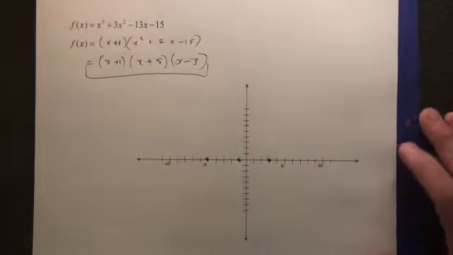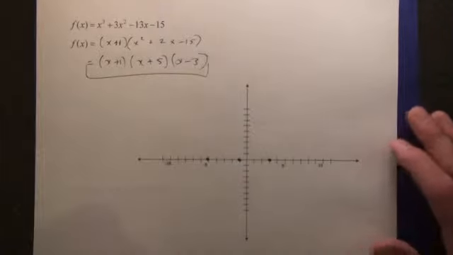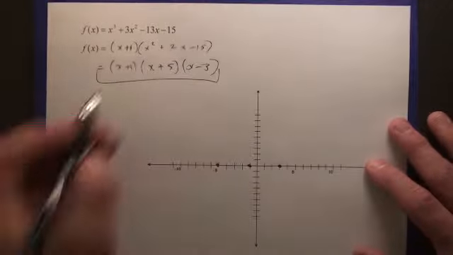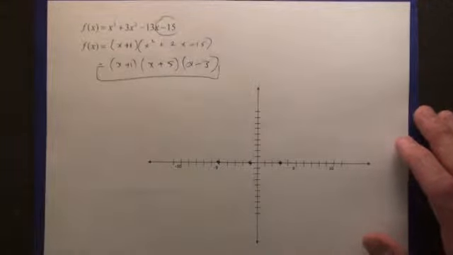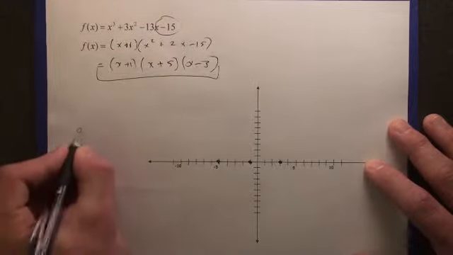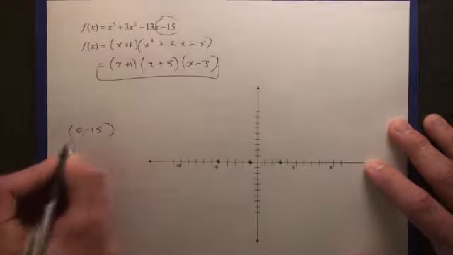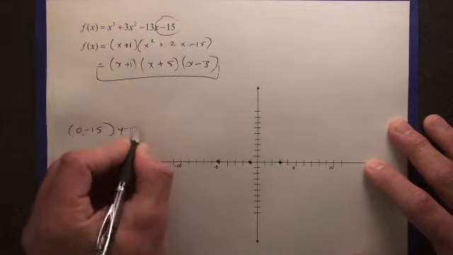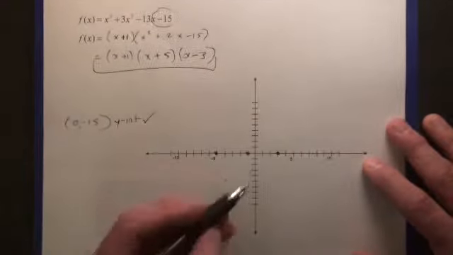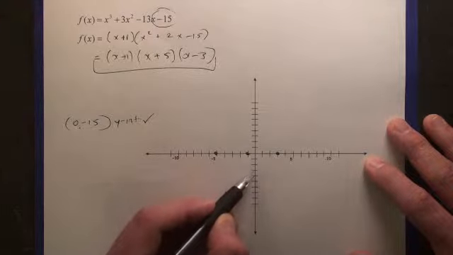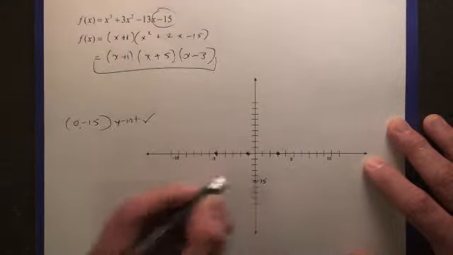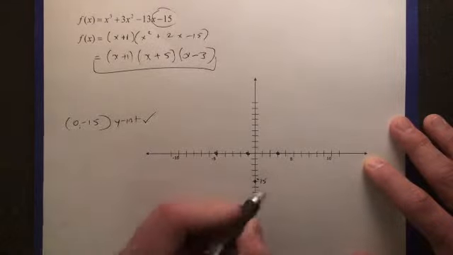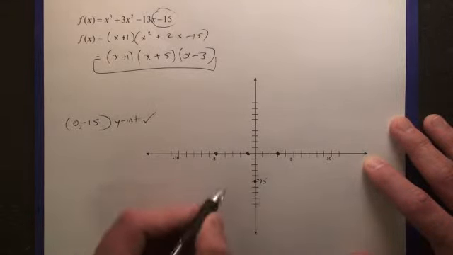Okay, so what we can do now is we also know that the y-intercept is 0 comma negative 15, right? So negative 15 is the y-intercept. So let's go by 3. So 3, 6, 9, 12, 15. Let's do it that way. There's our negative 15 right there. So this point is on this graph.